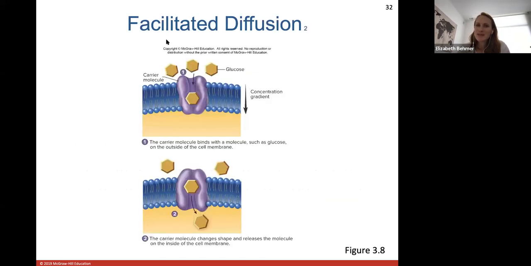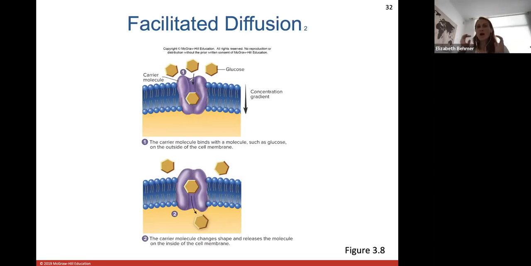So a big example of this is glucose. Glucose cannot pass the cell membrane by itself, but all your cells need glucose because inside the cell, glucose is what is used to create more energy, or ATP. So glucose has to get in the cell, but since it's such a big molecule, it cannot cross the plasma membrane by itself. So it uses a carrier molecule that helps it across.